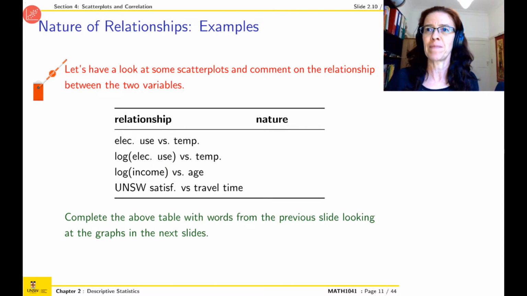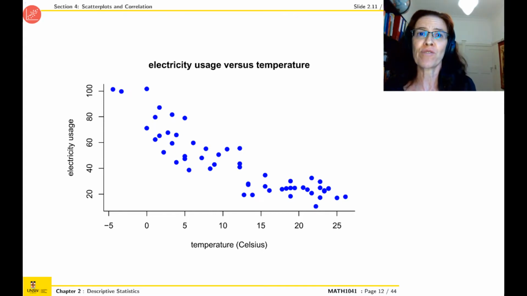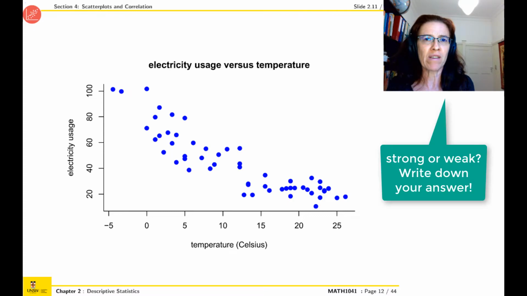to describe them. So let's look at this first one. It's really important that you do it rather than just listen to me. So remember, the first thing you need to do is to decide if there is a relationship or there is none. If there is none, you're done. If you think there is one, you need to decide, is it strong or weak? Write this down. Write what you think.